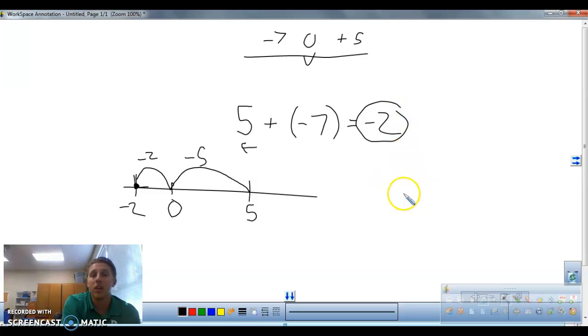Another thing, adding a negative is the same as subtracting a positive. So you could look at it as 5 minus 7.